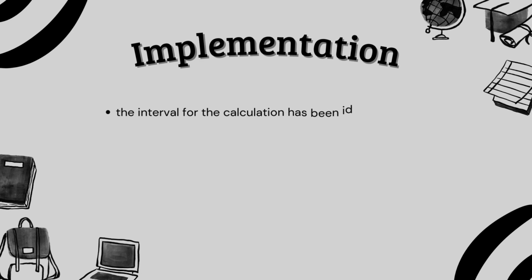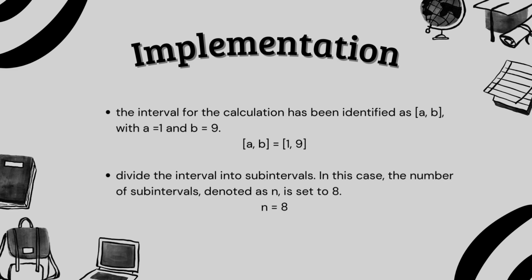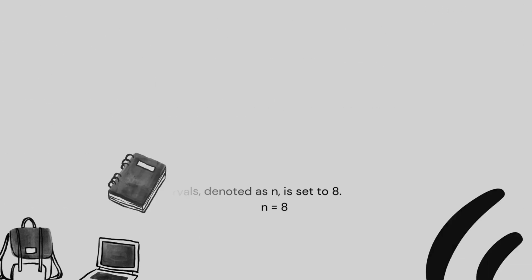We already know that to calculate the area, the process involves estimating the integral and determining the area of each trapezoid formed by the curve. The interval that we have identified is [1, 9]. Next, we must divide the interval into subintervals. In this case, the number of subintervals, denoted as n, is 8. So, n equals 8.